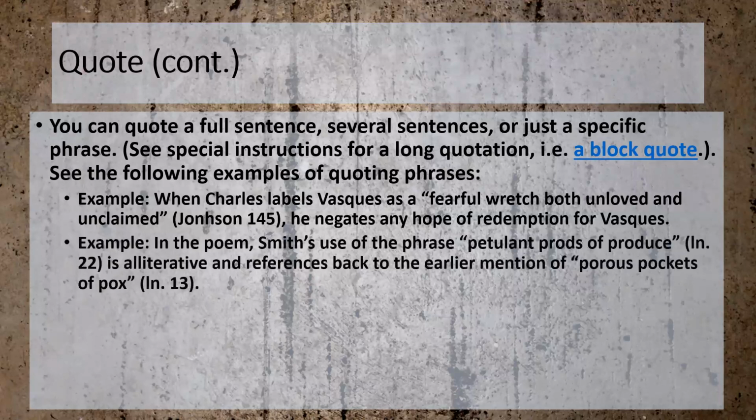In the poem, Smith's use of the phrase, quote, petulant prods of produce, line 22, is alliterative and references back to the earlier mention of, quote, porous pockets of pox, line 13. Again, all that matters is these little phrases, these little snippets. So that's all we're quoting.